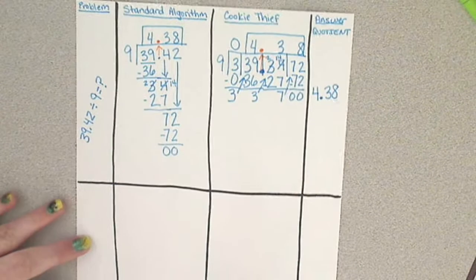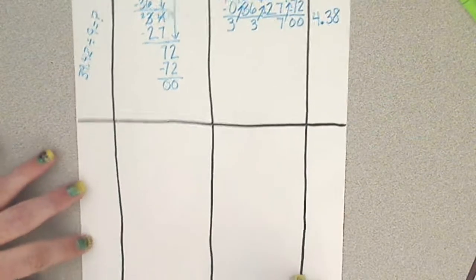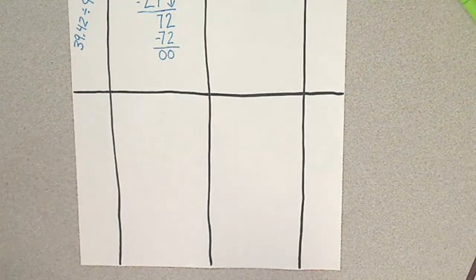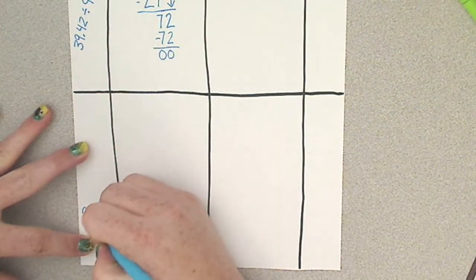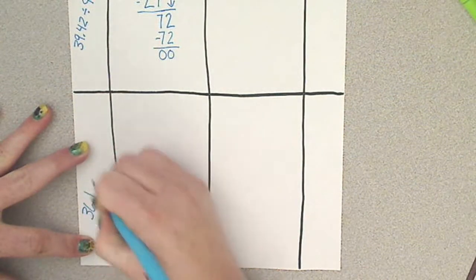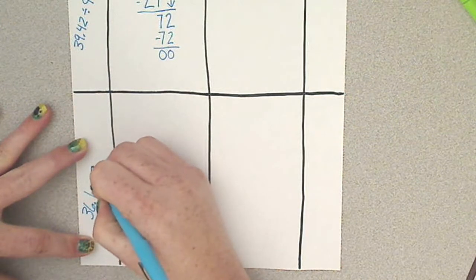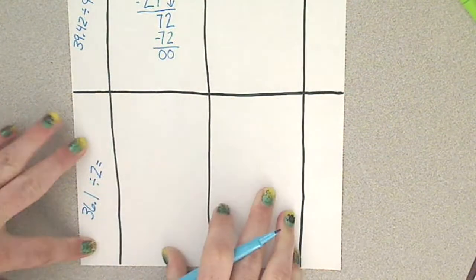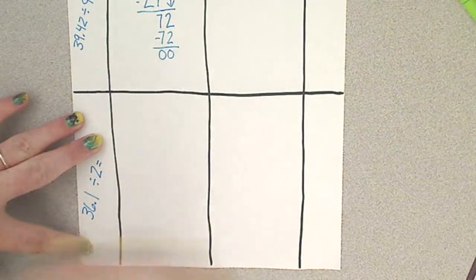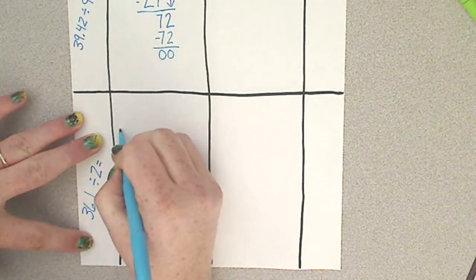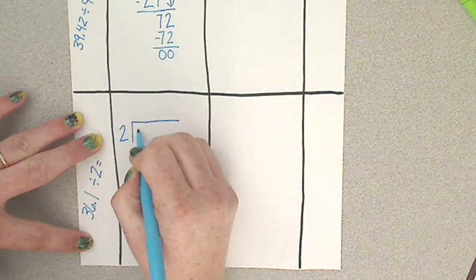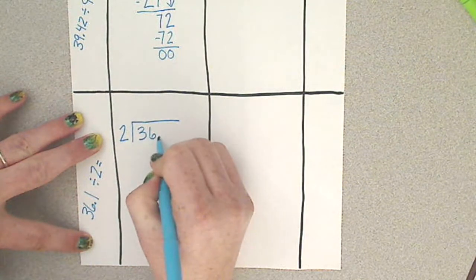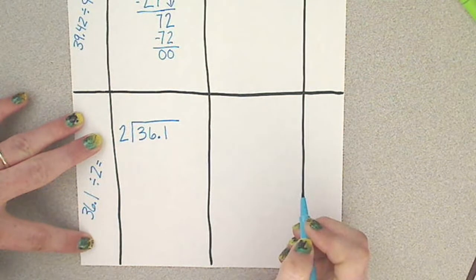Now let's take a look at a problem that while working it, we're going to come up to a bit of a snag. We're going to divide 36 and 1/10 divided by 2. Standard algorithm, just like we have been doing. Our divisor goes on the outside. 36 and 1/10 on the inside.